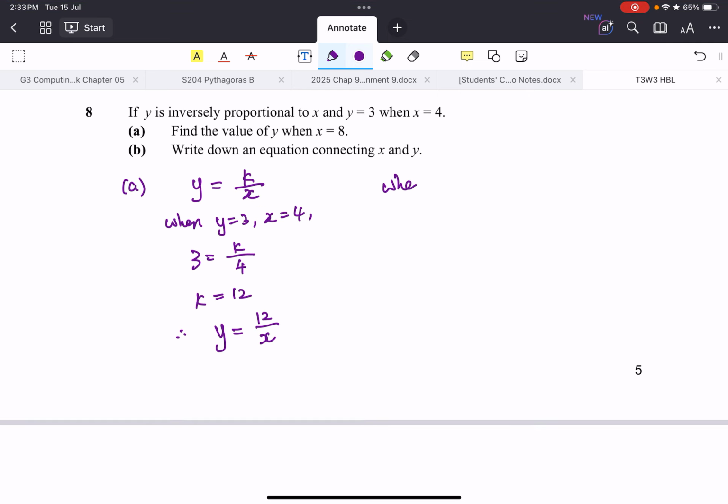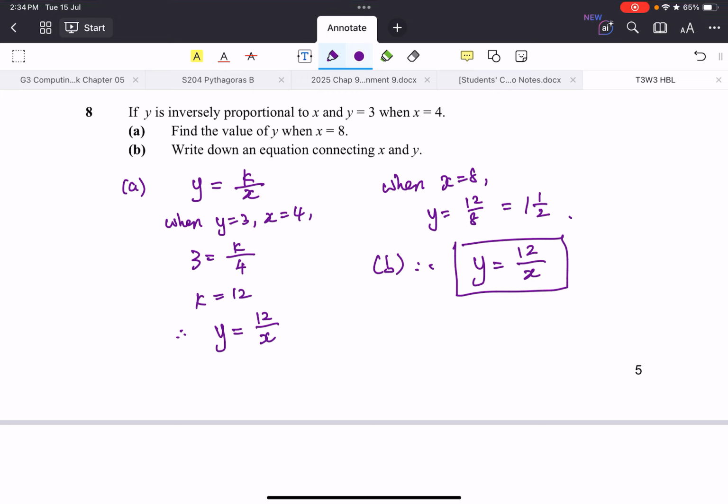So when x is equals to 8, right, y is equals to 12 over 8, which is equals to 12 divided by 8, 1.5. There we go. So that's the answer. Part A. B, therefore, y equals to 12 over 8. Just write it down, right? Okay, moving on.